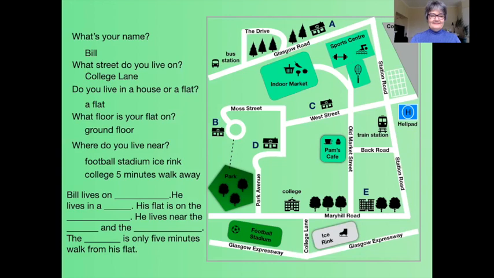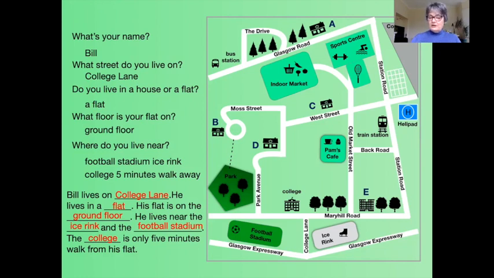Take your time. Okay. Bill lives on College Lane. He lives in a flat. His flat is on the ground floor. He lives near the ice rink and the football stadium. The college is only 5 minutes walk from his flat. Okay? You could say he lives near the football stadium and the ice rink. It's the same. Let's read it one more time.